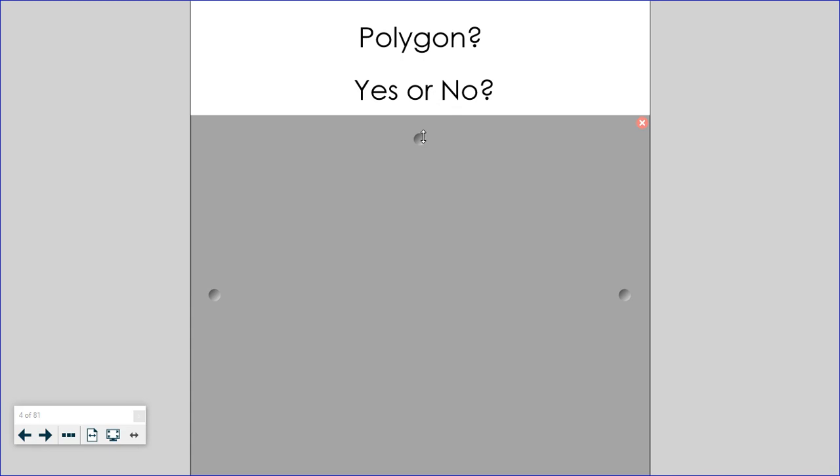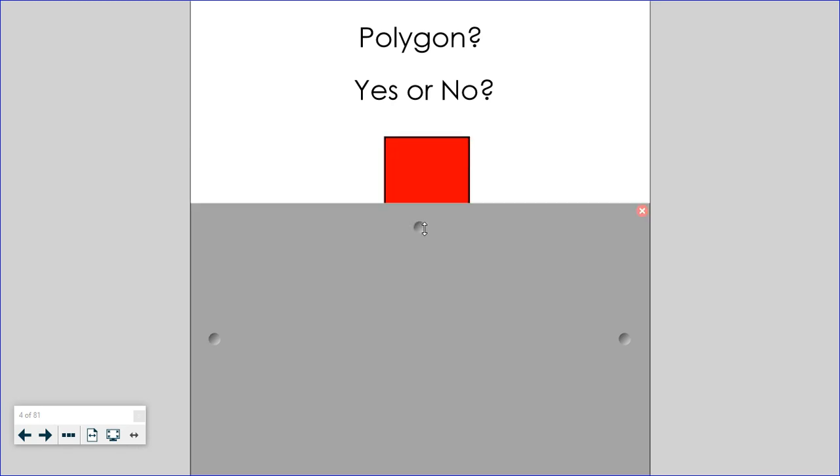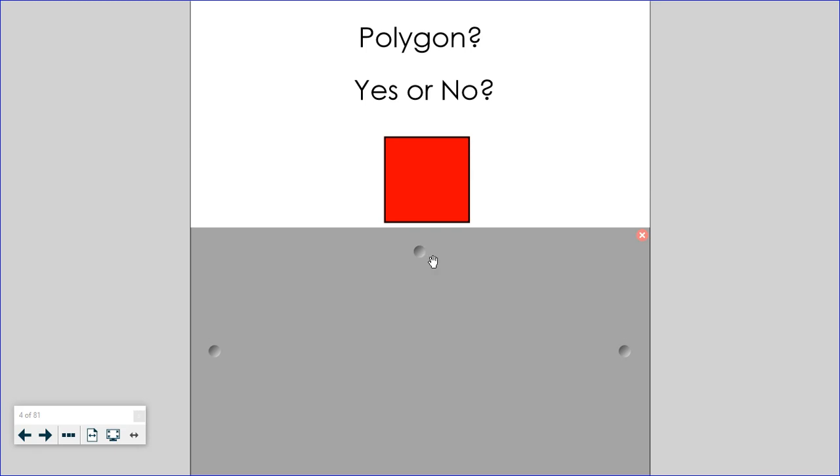So remember what I said about polygons. They have straight sides and they are closed shapes. So I'm going to show you some figures and I want you to tell me if they are polygons or not. Let's start with this one. Is this a polygon?